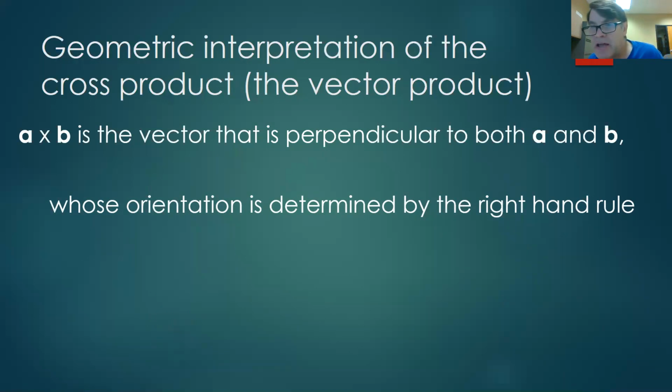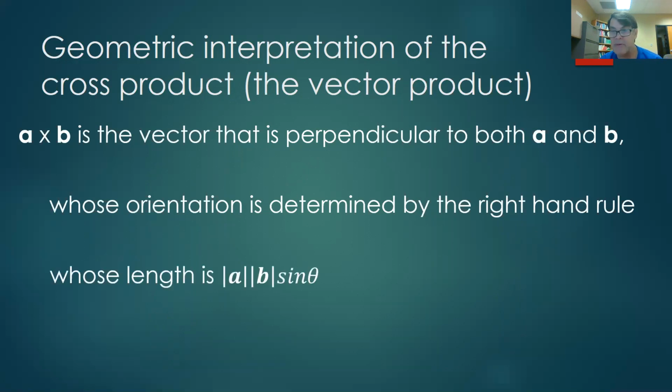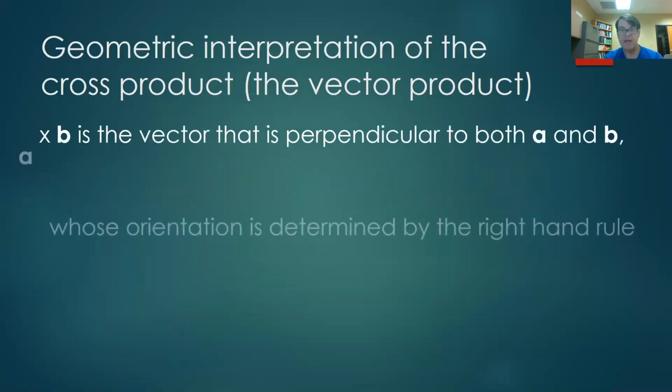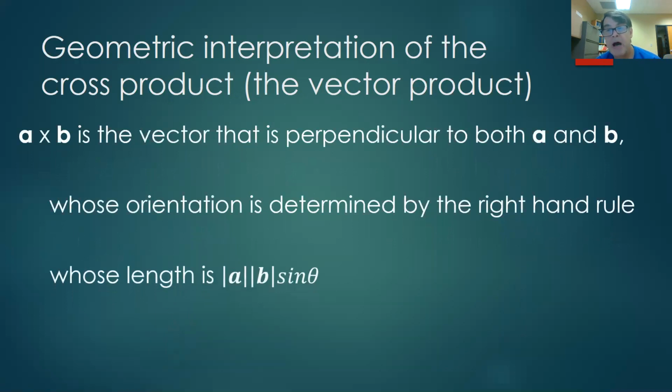Again, if you don't understand this, I'm sure I don't fully understand this either. Just trust what I'm saying. So A cross B is the vector that is perpendicular to both A and B, whose orientation is determined by the right-hand rule, and whose length is AB sine of theta, in accordance with this. Okay, so ours is not to question why. Ours is just to memorize or die. Okay, so there is the geometric interpretation of the cross product. Not so bad.